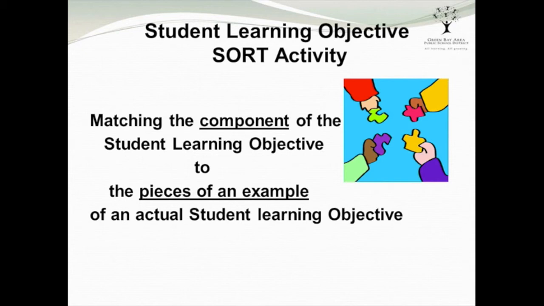Together as a small collaborative group, you will read the piece of paper and decide which of the 8 components the description represents. Once you agree on the component, please write the name of the component on the top of the piece of paper. When you have finished, you should have all 8 components of a student learning objective. Use the Student Learning Objective Guide for teachers to assist in the process. Please pause the presentation at this time for the sort activity.